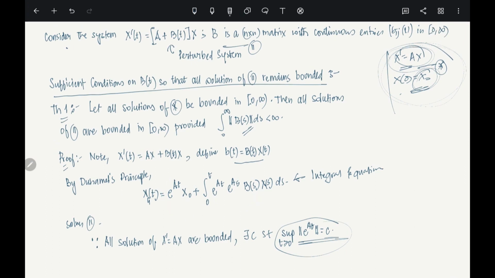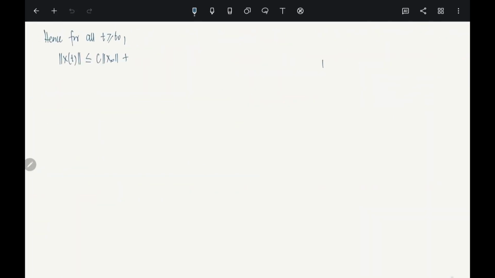So this x of t, if I take the norm on both sides, this x of t is again dominated by... one second, let me just see. Okay, sorry, e to the power at, the supremum is given by c. So this e to the power at, I can dominate it by c, right? So it becomes c times the integral from 0 to t naught, the norm of b of s, norm of x of s ds. This is xg, the general solution.